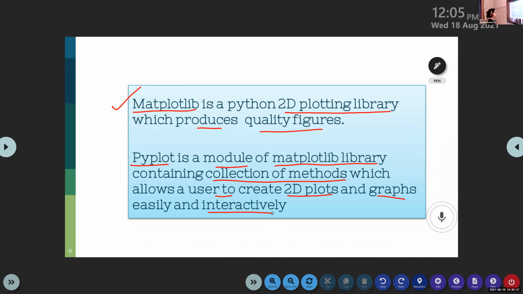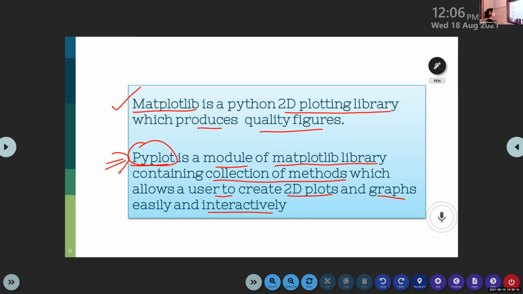We know the importance of a graph, isn't it? We know the importance of a plotting. We know the purpose of the plotting. So using this, we can do that. So one question is, which is the module of Matplotlib? It is Pyplot. Please do write this. So Pyplot is a module of Matplotlib library, which contains a collection of methods which allows users to create 2D plot and graph easily and interactively so that others can understand the concept.